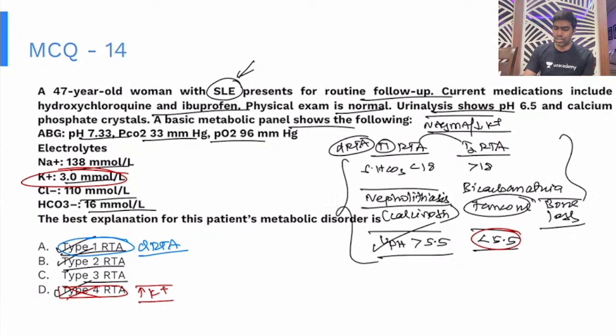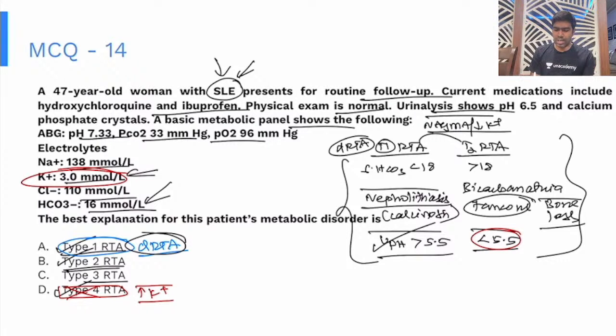So these are the constellation of findings. I can clearly see that the patient is having more severe hypokalemia and a more severe metabolic acidosis, and together with the background of systemic lupus erythematosus, it's a straightforward answer. I'm going to make a diagnosis of type 1 distal RTA only.